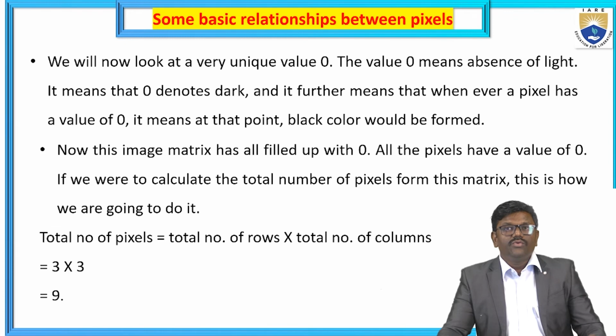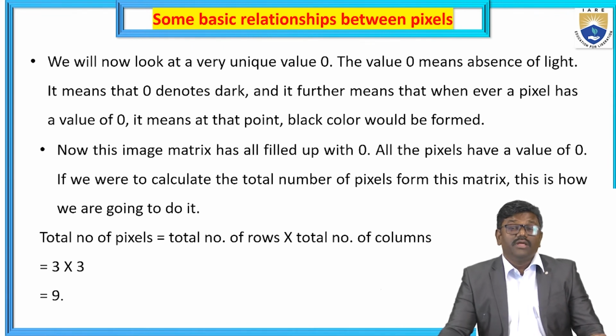We will now look at a very unique value, 0. The value 0 means absence of light. It means that 0 denotes dark, meaning black. And it further means that whenever a pixel has a value of 0, at that point black color would be formed. Now this image matrix is all filled up with 0. All the pixels have a value of 0.